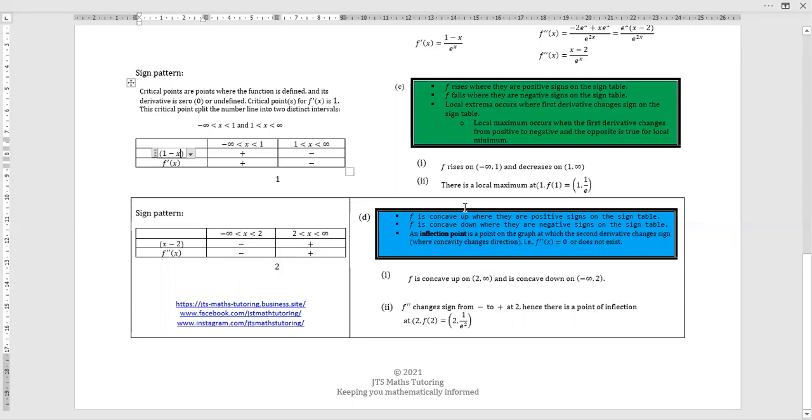Right. How do we get a point of inflection? That is if ever we have one. An inflection point is a point on the graph at which the second derivative changes the sign. This is where concavity changes. So we can see here it changed from being concave down to concave up at 2. Like what we did here, we do not plug this 2 into the second derivative, but into the original what? Function. So at the end of the day, we have our point of inflection at 2, 1 over e to the power 2. There we are.